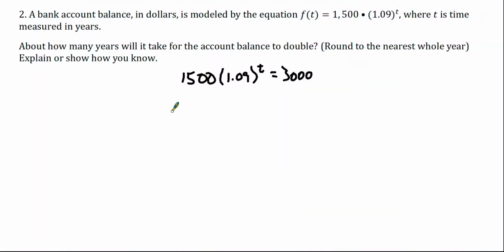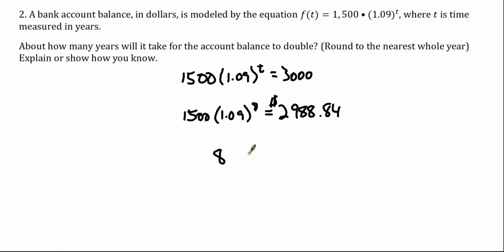Right, so I can say that 1,500 times 1.09 to the 8th power was $2,988.84. So I'll say 8 years is my answer for this one.